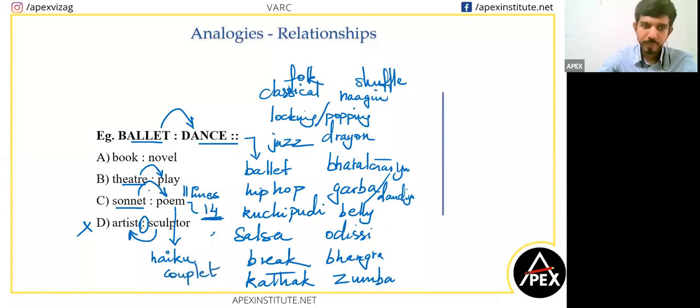Good. Yeah. And theater is where you stage the play. Theater is not a type of play, so this is incorrect. And book is not a type of novel. Novel is a type of book. So relationship is okay, but order is opposite. So your answer is C.